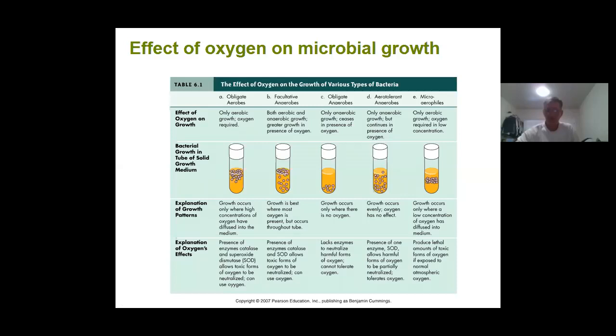How you'd see that in the tube is there'd be a thick band of growth right here, and then that band would become less and less turbid, less and less thick as you go down the tube. Any question about that? So that's the facultative anaerobes.